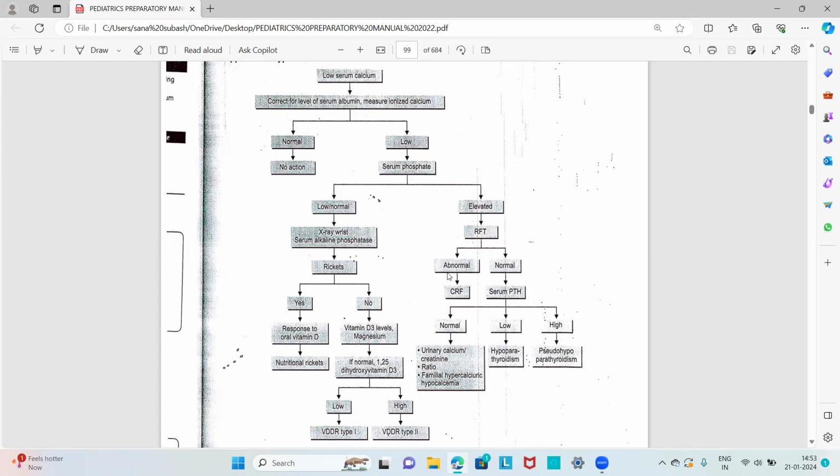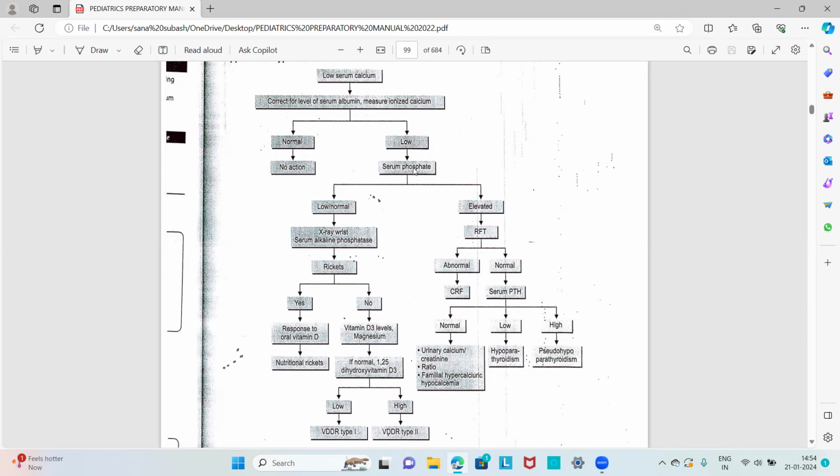If the renal function test is abnormal, it is indicative of chronic renal failure. If the renal function test is normal, there is no problem with the kidney, and we have to look for the serum parathyroid hormone. If the serum parathyroid hormone is normal, we have causes like urinary calcium or creatinine ratio, then familial hypercalciuric hypocalcemia. If the serum PTH is low, hypocalcemia is due to hypoparathyroidism. If the serum PTH is high, it is due to pseudohypoparathyroidism, which results in hypocalcemia.